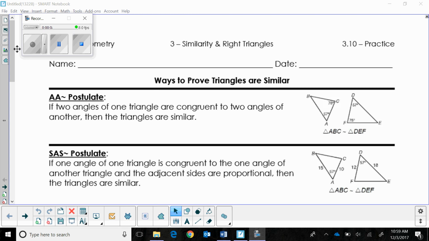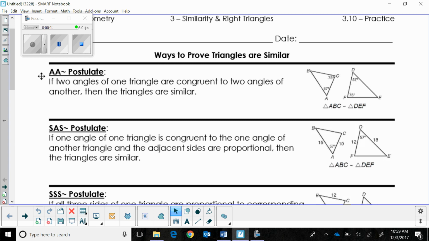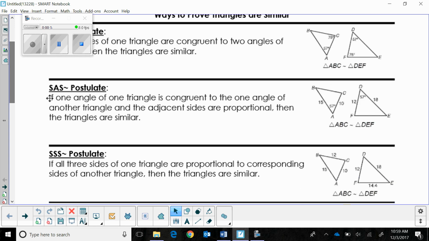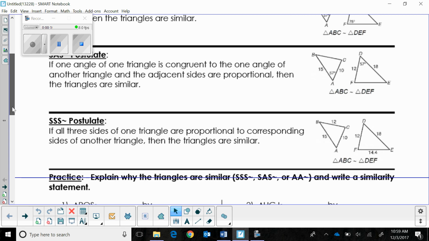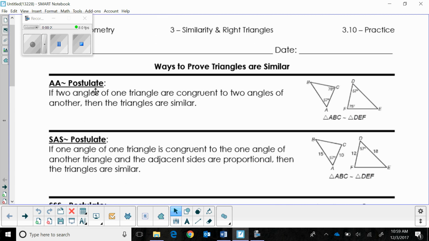So we have three methods to prove that triangles are similar. The first one is the angle-angle similarity postulate, side-angle-side similarity postulate, and side-side-side. So this one only has three ways versus the 5 or 6 ways we have to prove that triangles are congruent. So let's look at each case.